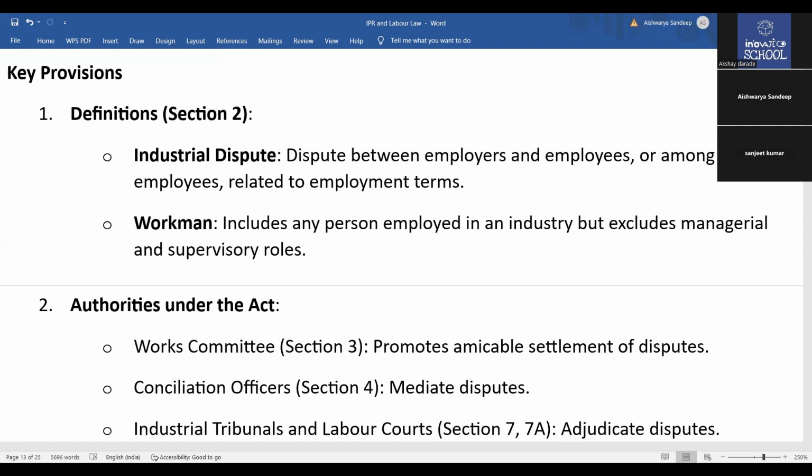So, if you see in any act, I'll tell you how the flow of the act goes. Section 1 will always talk about the application. That is, to what extent is the act applicable? Is it applicable to all the industries? Is it applicable throughout the entire state?